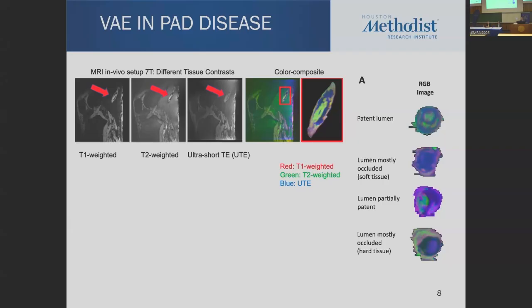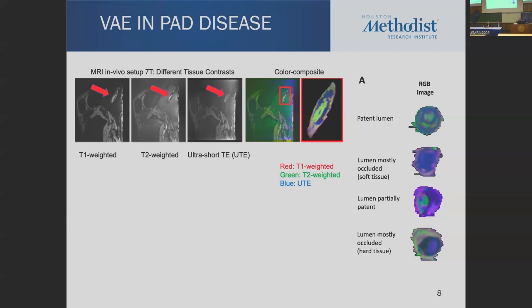And then what you see here on the right are cross sections. These are representative either of a patent lumen, so blue, this is T2 weighted, bright, right, patent, and then soft tissue. And this would be when the UTE is actually not dark. So this would be blue, bright blue. And then partially patent, and then lumen mostly occluded down there.